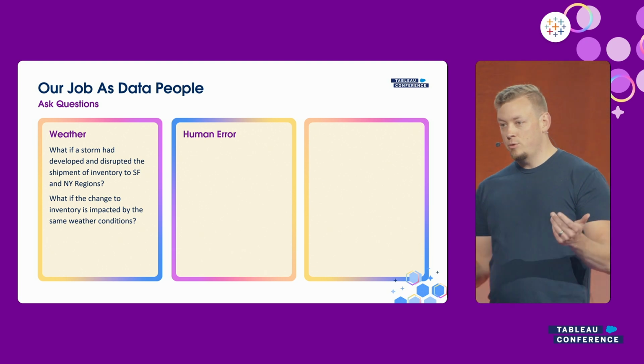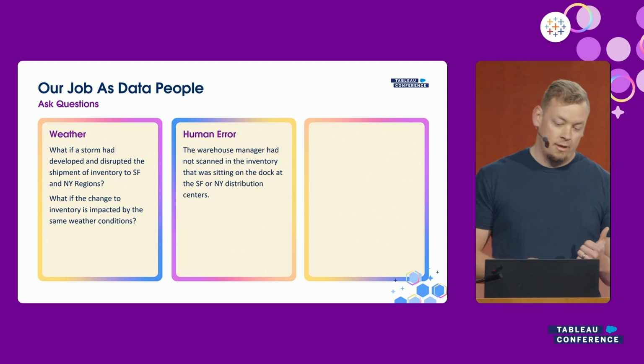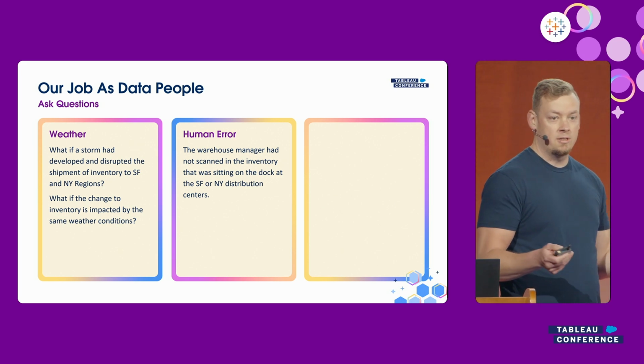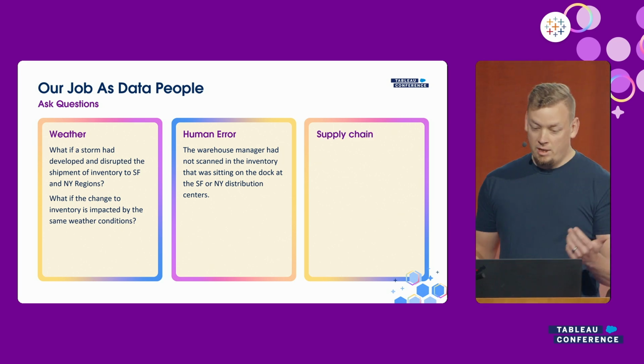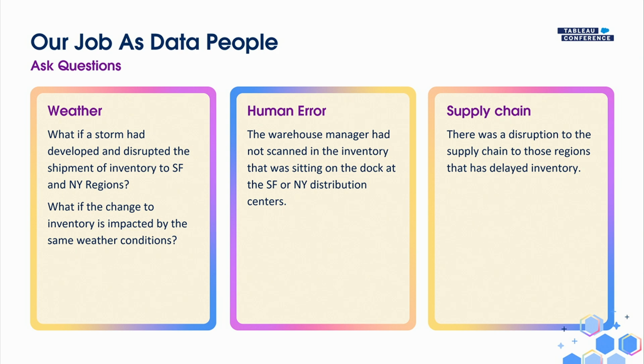What if that inventory was actually sitting on the dock at these regions and the warehouse manager just hadn't checked in that PO yet? It wasn't in our systems. AI didn't know that, right? Or supply chain. What if we were actually working a deal to get that inventory from our suppliers and that just hadn't gone through yet?